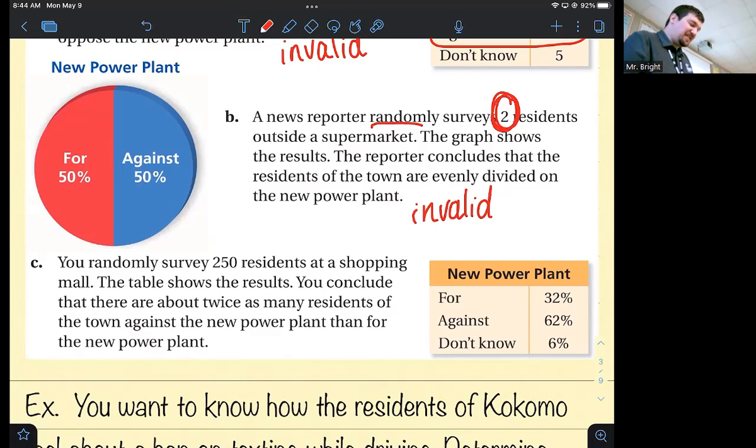Yeah. I would say the 250 is large enough. It's done randomly. You did it at a shopping mall, which means you're going to get all parts of the population. I won't say everybody's coming into the mall. We can agree that not everybody's going to come into the mall, but people from all over town are going to come to that mall. This is about as good as you can get here. So we'll say that this is valid. These results are about as valid as you can make this particular survey.